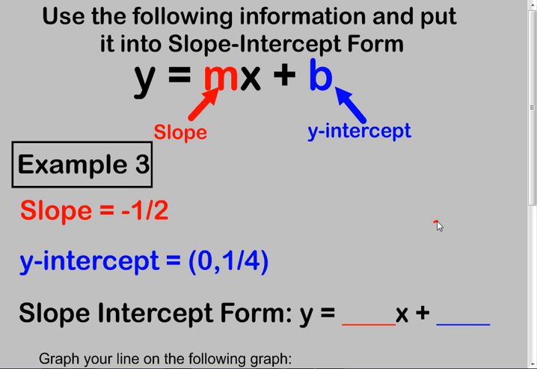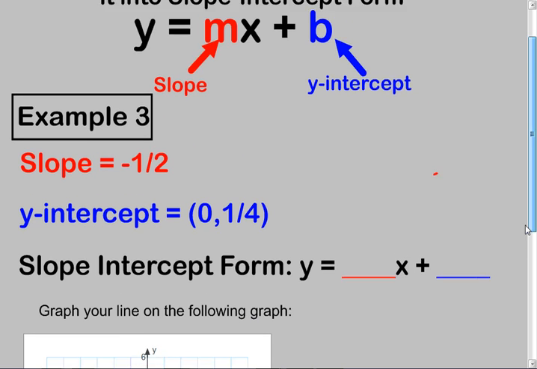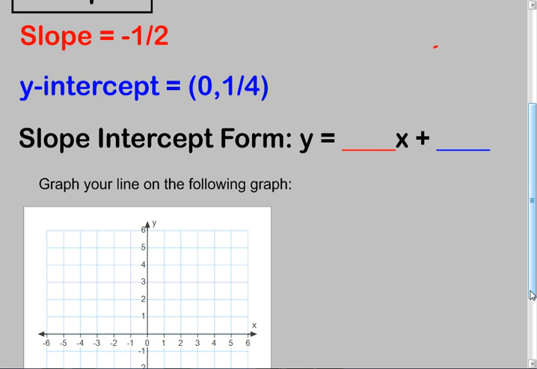Okay, see where we're going here. Okay, what's the slope? What do I put right in here? -1/2. It's hard to write the fractions on a smartboard, though.